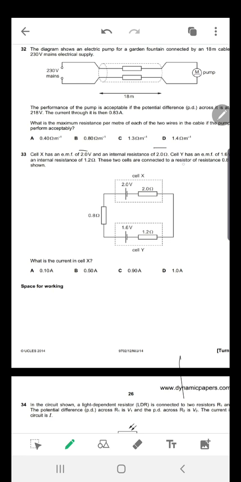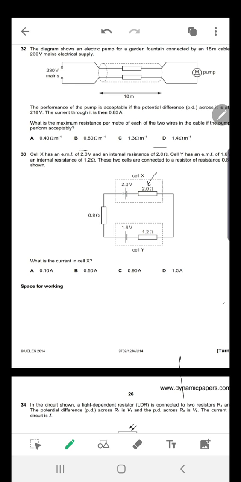Cell Y has an EMF of 1.6 volts and internal resistance of 1.2 ohms. These two cells are connected to a resistance of 0.8. What is the current in the cell X here? It's a simple one.